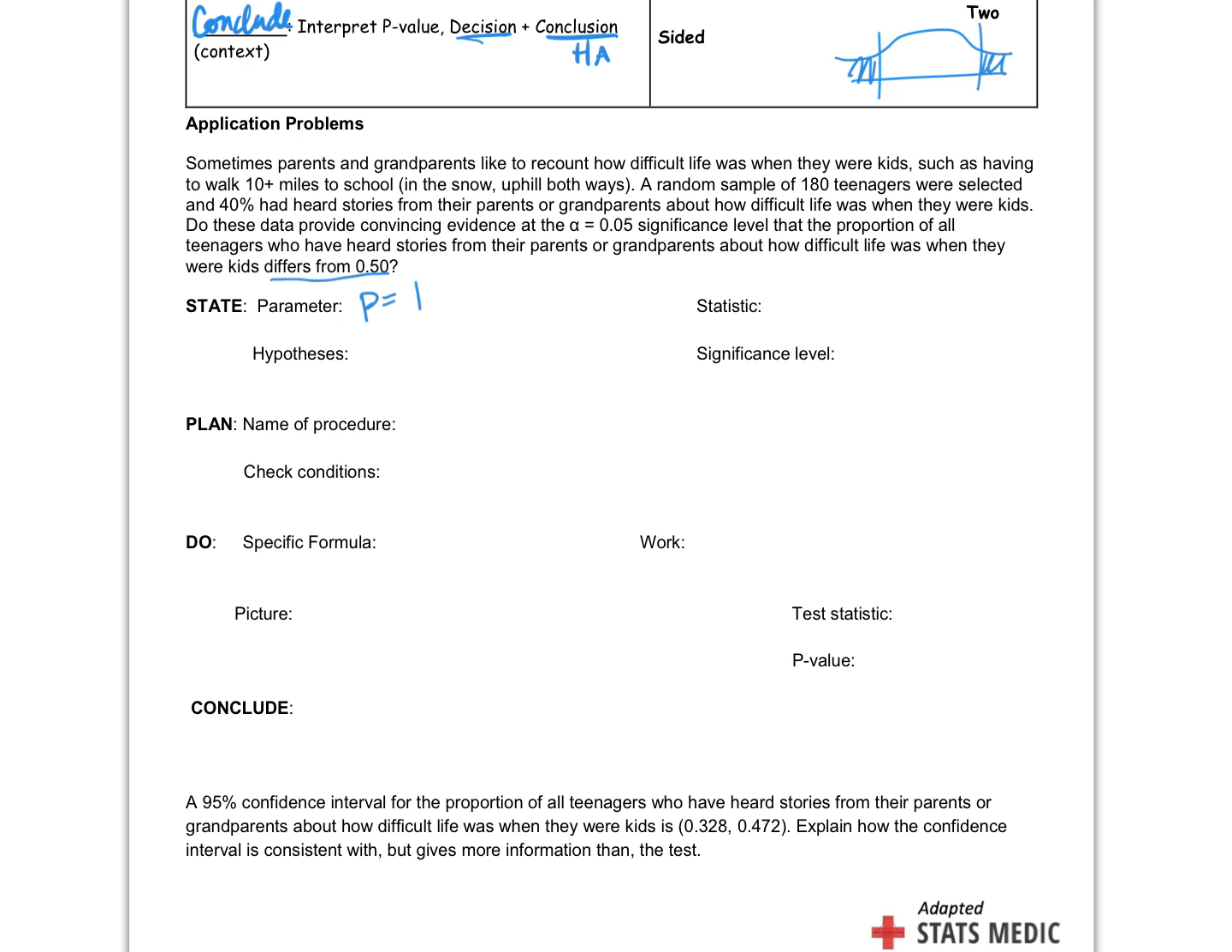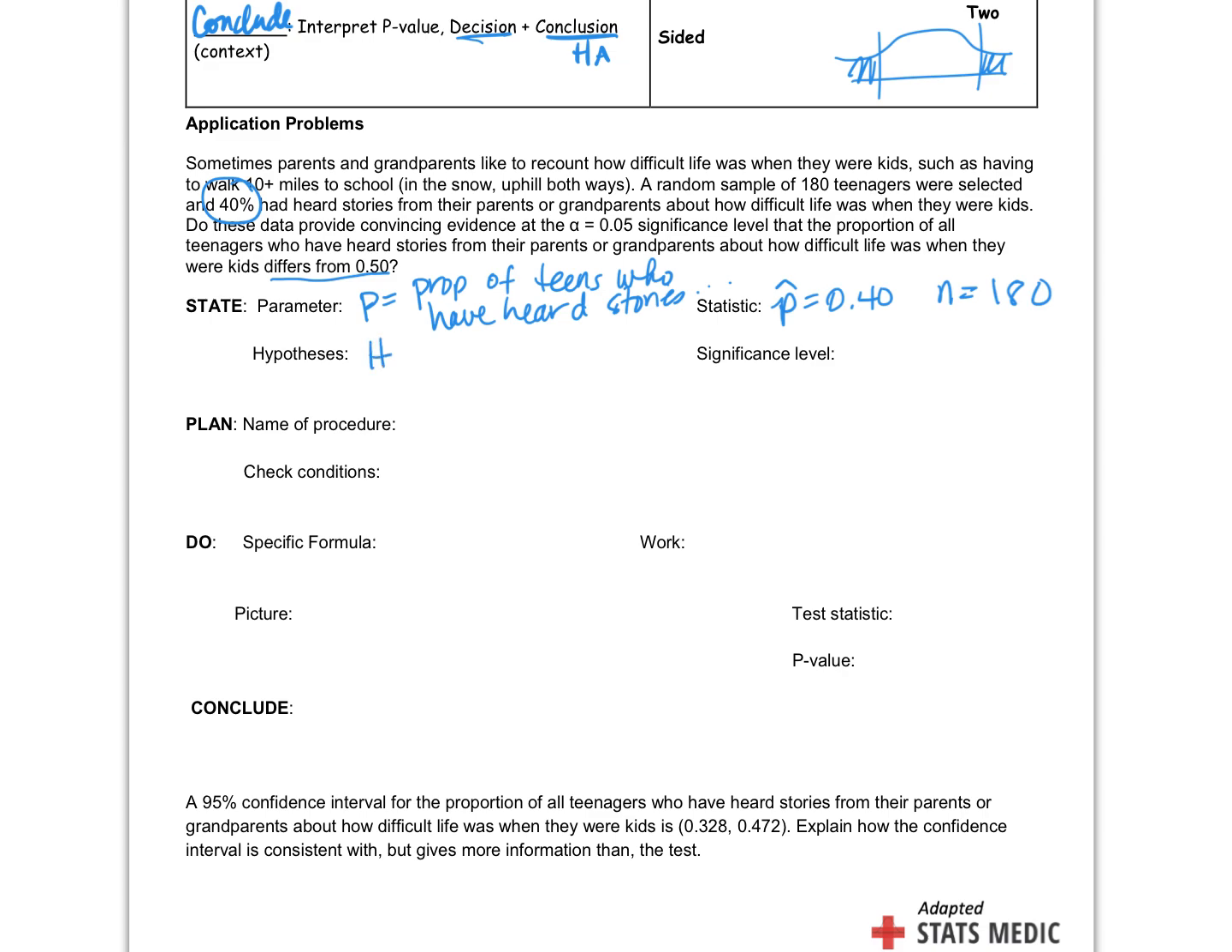So P is going to be the proportion of teens who have heard stories. I'm going to keep it brief. Don't keep it brief just because we're running out of time. And you think that's too long? What did their sample tell us? What proportion came out of their sample? 40%. Everybody see that in there? That is the p-hat value. What was the sample size? Let's just pull that out while we're here. 180. We're going to need that in a sec.